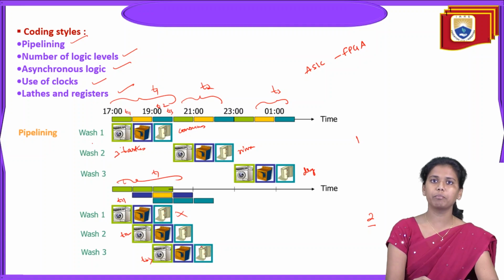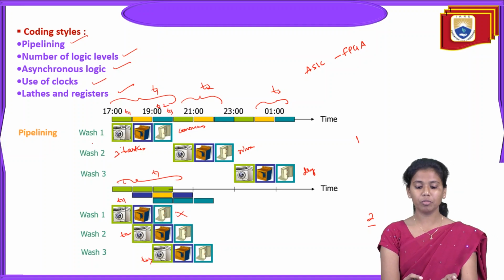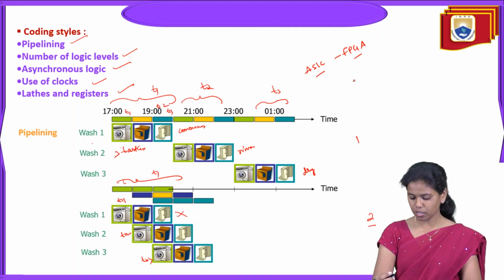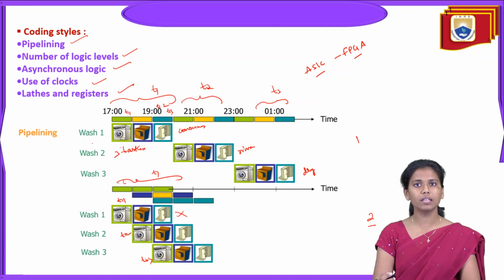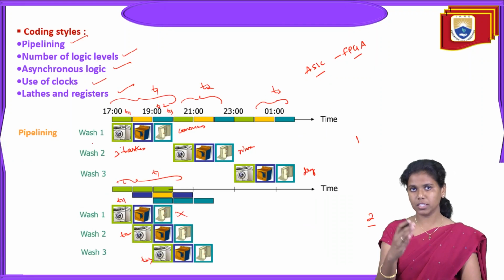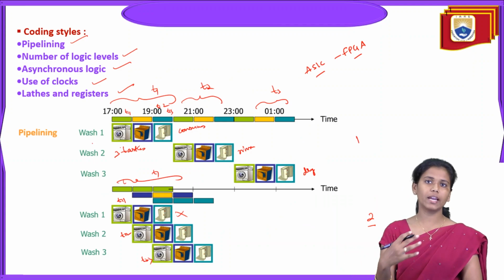So this is how the pipelining mechanism works when you are comparing ASIC to FPGA. This is one of the coding styles, where we can write our code either serially, sequence wise, or else parallelly.